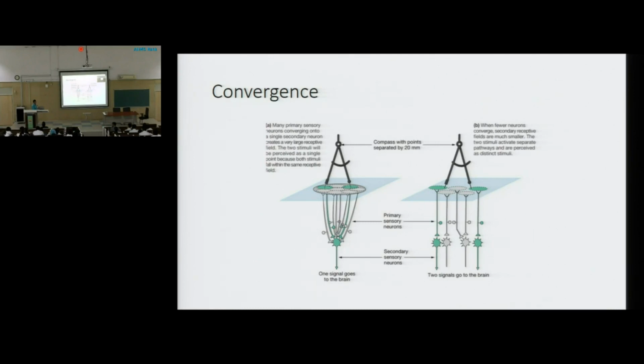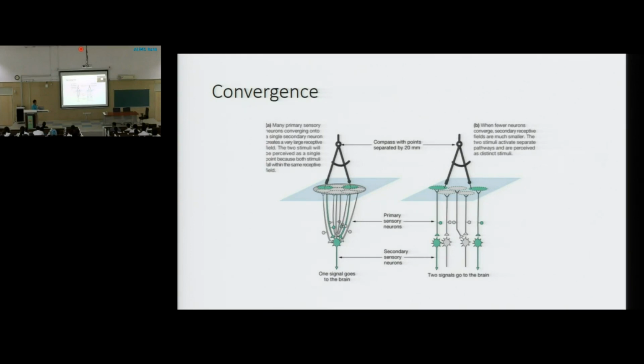You can see here that in the first case we thought it would be perceived as two points, but it also depends on the convergence in your neural circuitry. If all these neurons converge into a single secondary neuron, then it will still be perceived as a single point. Only one signal will go to the brain. In another case, when fewer neurons converge, secondary receptive fields are much smaller, and the two stimuli will activate separate pathways and are perceived as distinct stimuli. So you can see all these primary afferent neurons were converging onto a single secondary neuron.